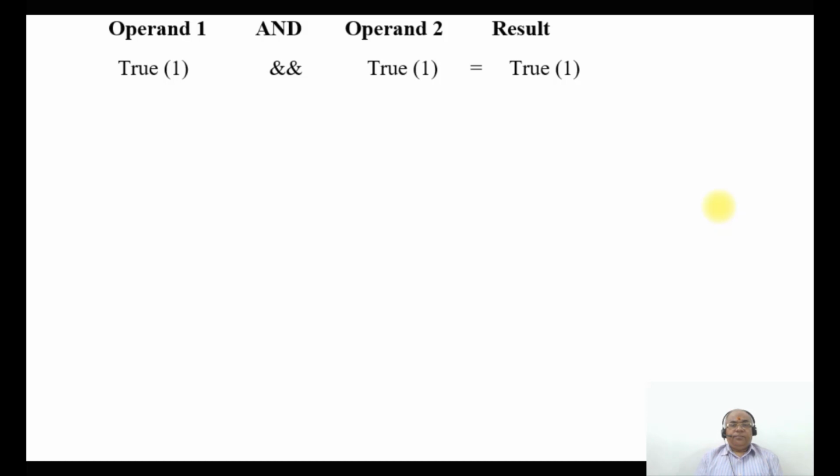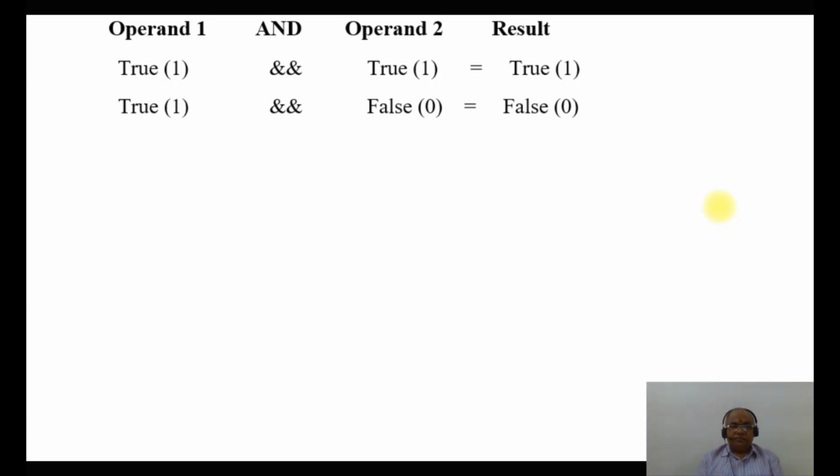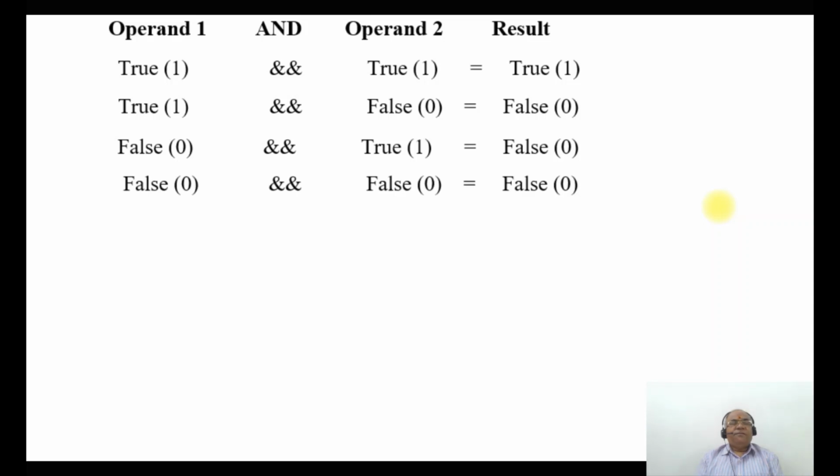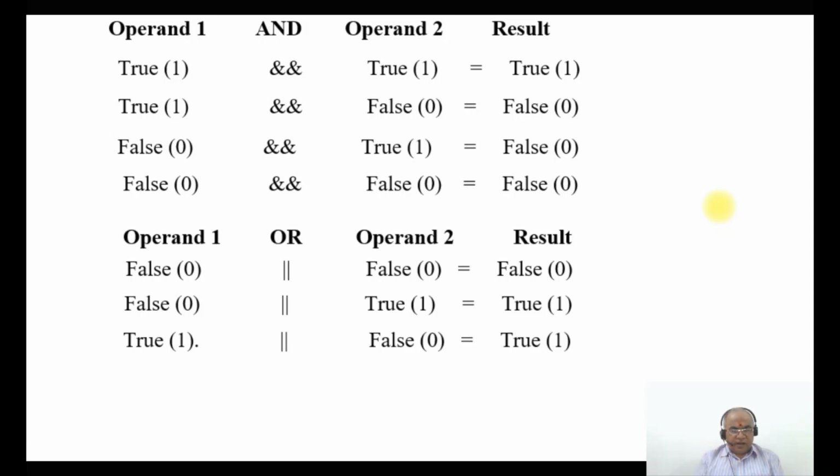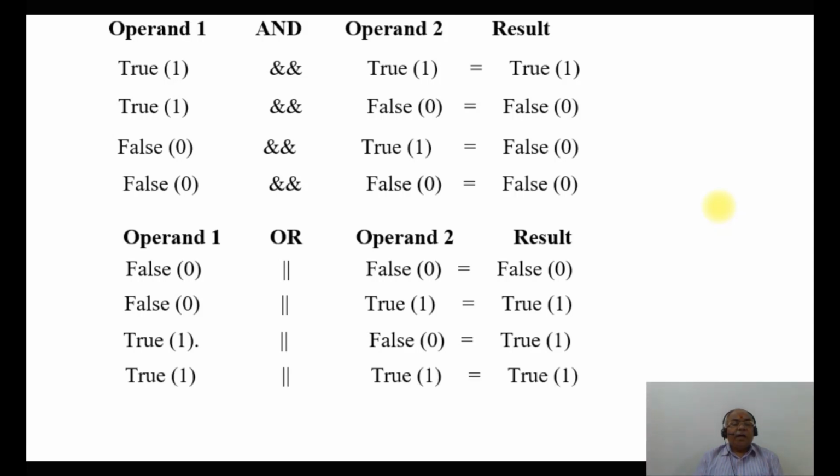So if you are considering true and true, it is always true. True and false is always false. False and true is always false, 0. False and false is always false, 0. Similarly, for operand 1 or operand 2, the result: false or false is false. False or true is true. True or false is true. And true or true is always true.